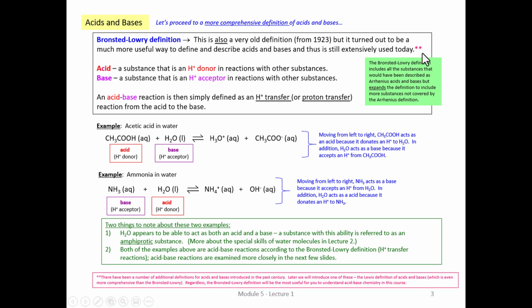One note about this footnote up here before we leave this slide: the Bronsted-Lowry definition was the second definition of acids and bases that we introduced, and in reality there have been a number of additional definitions over the years for acids and bases over the past 100 years. Later, we will introduce one of these additional definitions called the Lewis definitions of acids and bases, which turns out to be even more comprehensive than the Bronsted-Lowry. Now, regardless, the Bronsted-Lowry definition, as outlined here, will be the most useful for you to understand acid-base chemistry in this course.